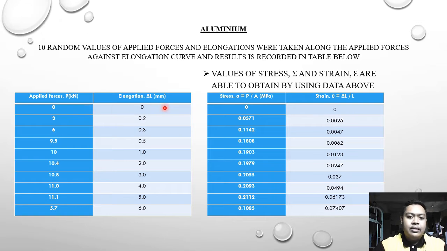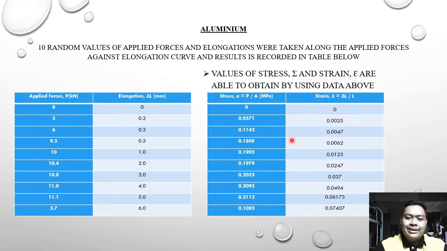Applied force with the elongation. This is the force that we apply to our aluminium rod. This is the elongation that happens to the aluminium. Okay, the second table is the value of stress and strain, which we are able to obtain by using the data above. This is stress and strain.